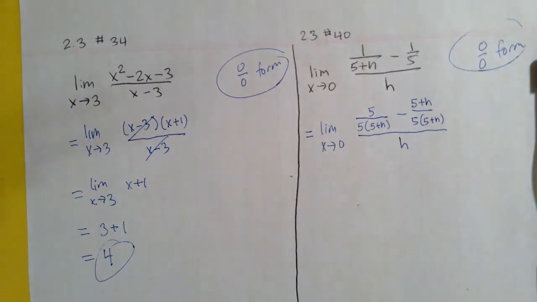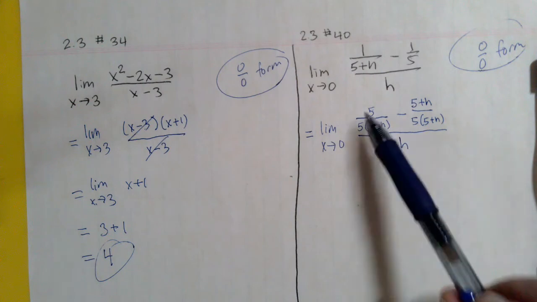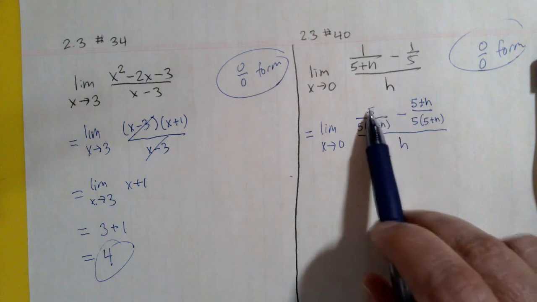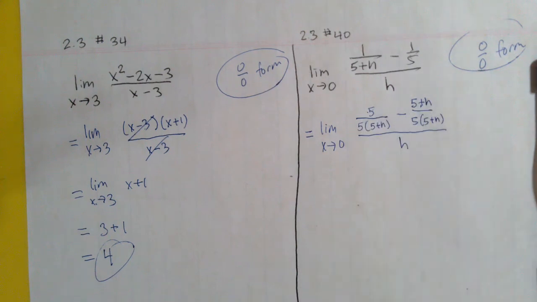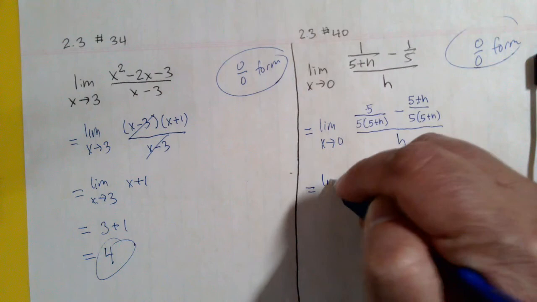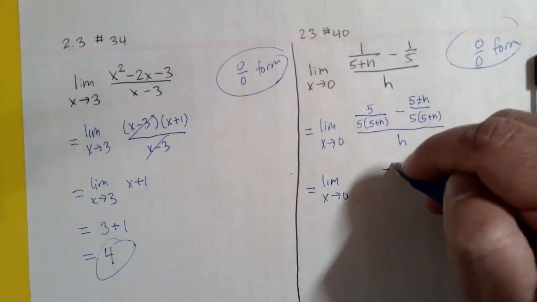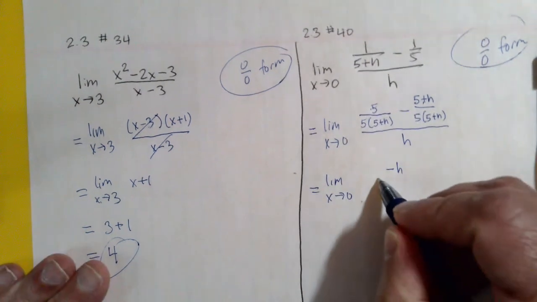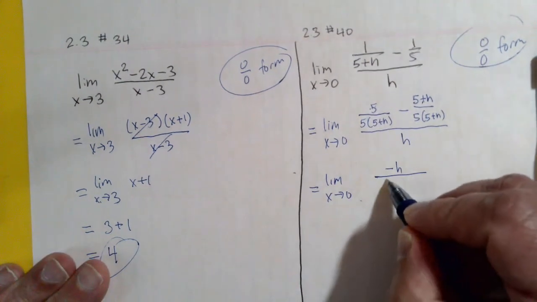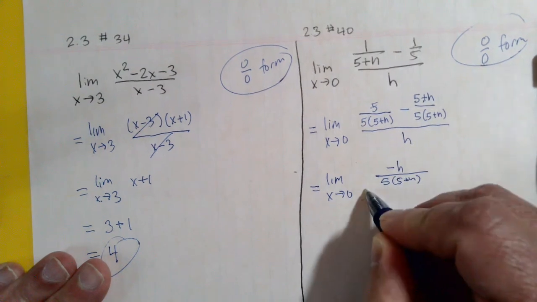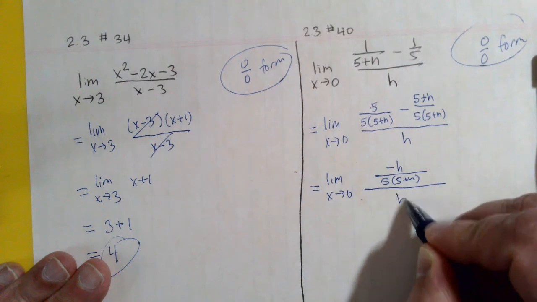Now, we've got to be a little careful here. We're subtracting, we've got this common denominator. We did that on purpose, right? We wanted a common denominator. And we're subtracting this entire thing here. So that means when we subtract, we need to be careful about our signs. We're going to have negative h over 5 times (5 plus h). And that whole thing is divided by h.